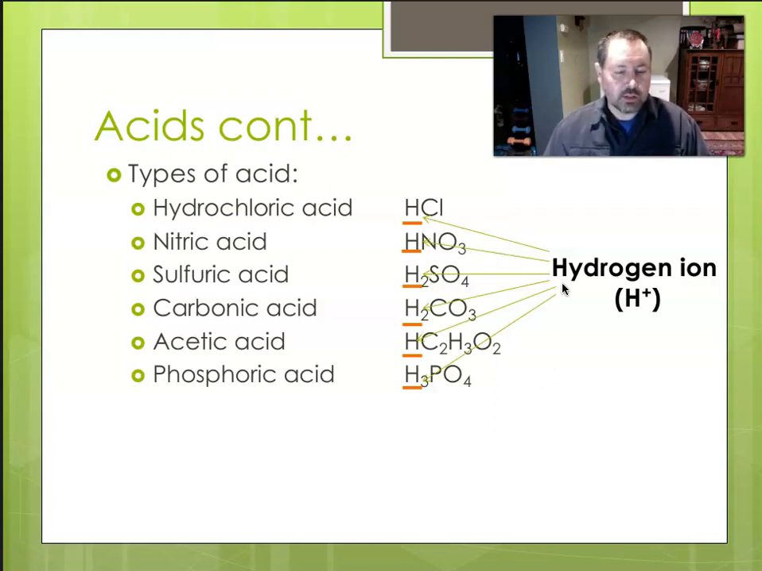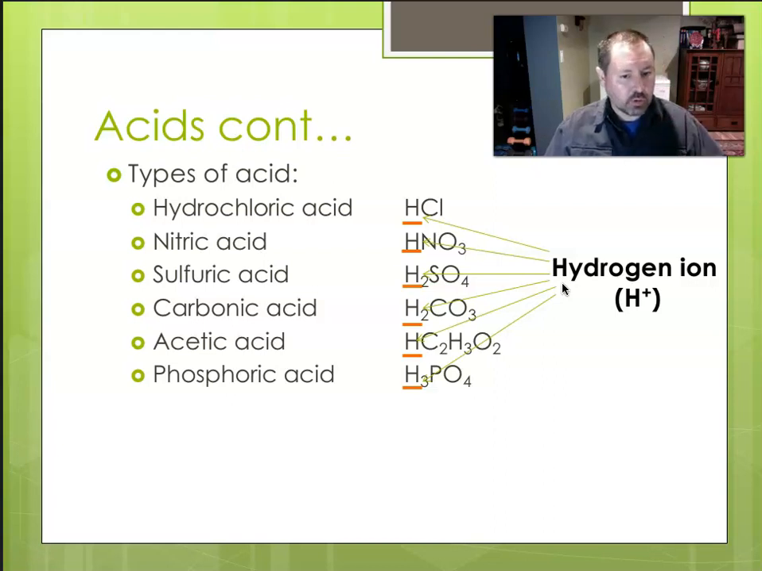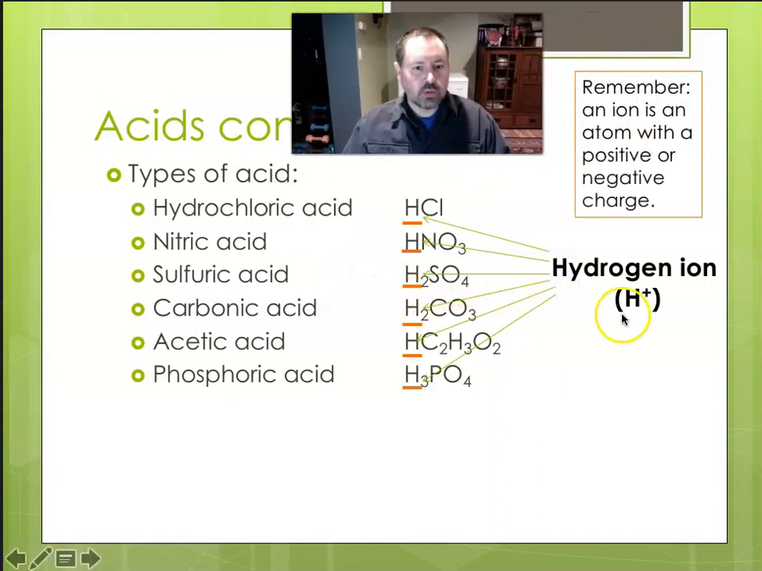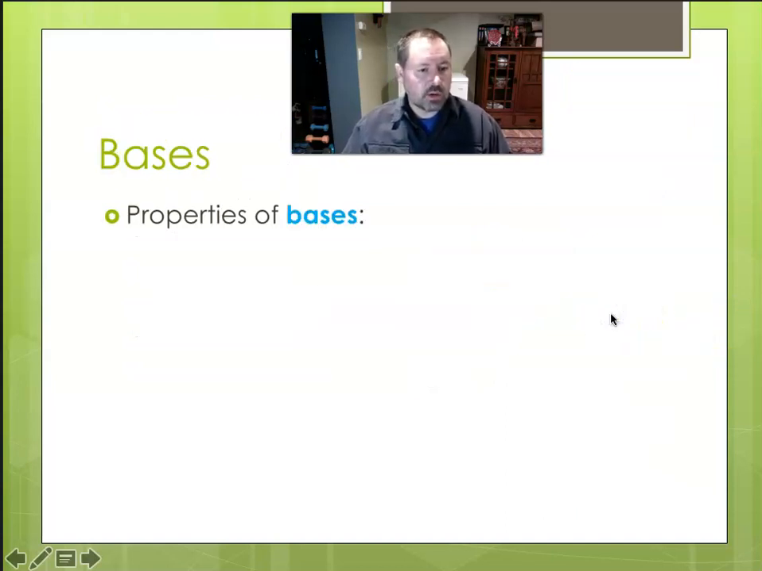I am going to ask you in the future to identify an acid or a base based on its chemical formula. So chemical formula for acids, they always start with an H. By the way, it says, remember, an ion is an atom with a positive or negative charge. In this case, the hydrogen atom has lost an electron. That's what makes it H+. All right, let's continue. Let's go on to bases.